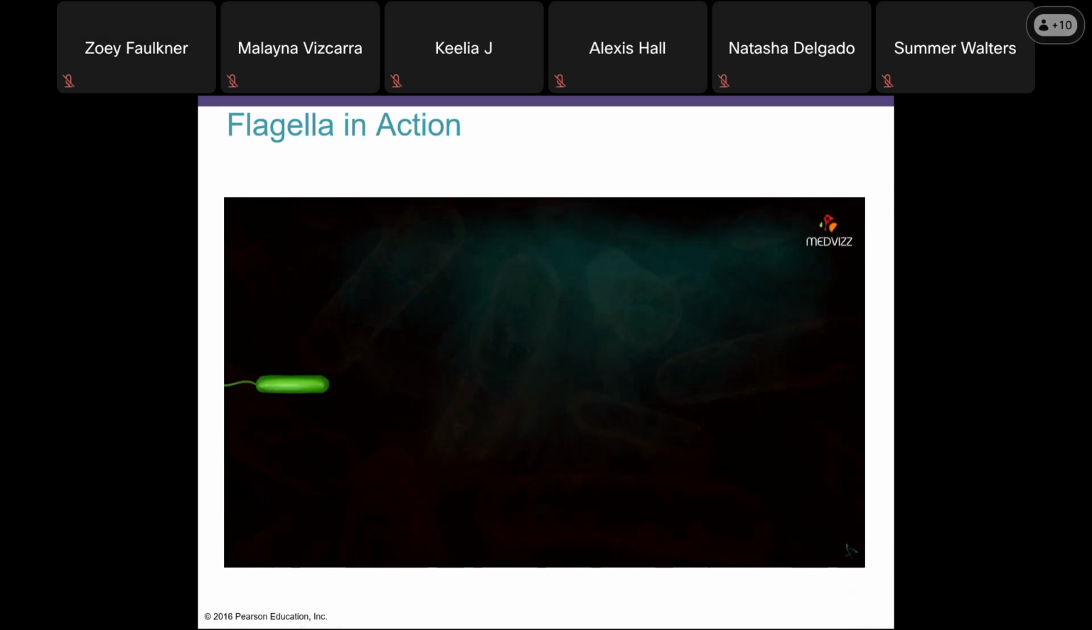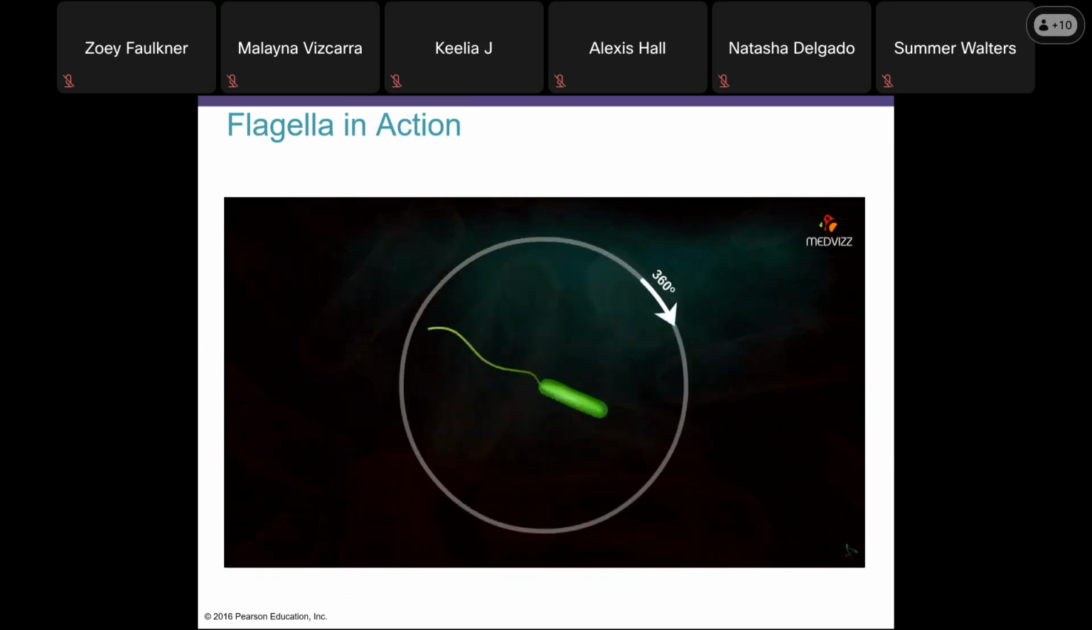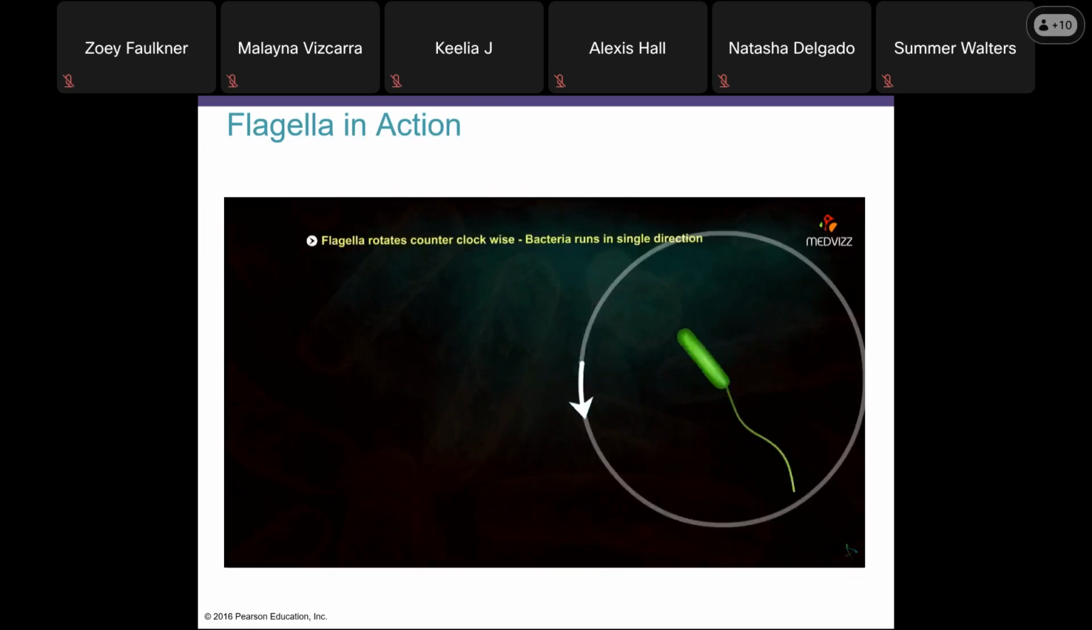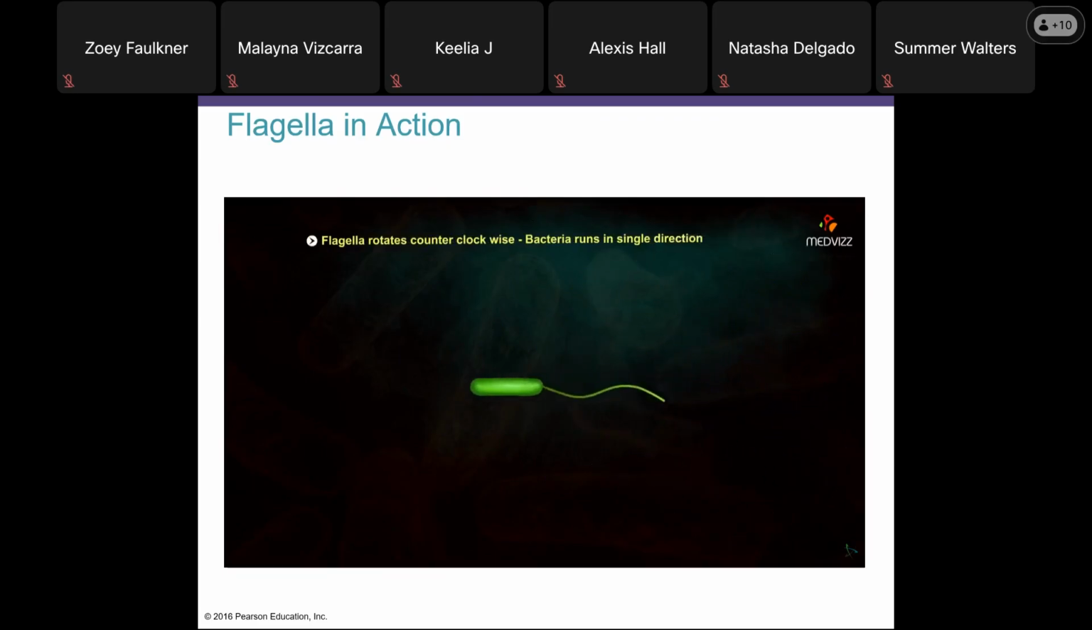Although flagella may appear to undulate back and forth like an eel swimming through water, they actually rotate 360 degrees, clockwise or counterclockwise. The basal body spins, much like the drive shaft of an electric motor, producing this motion. When the flagellum rotates counterclockwise, the bacteria runs in a single direction. When the flagellum rotates clockwise, the bacterium tumbles and changes direction.